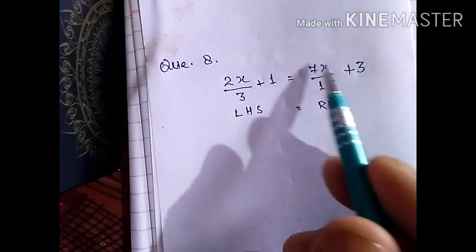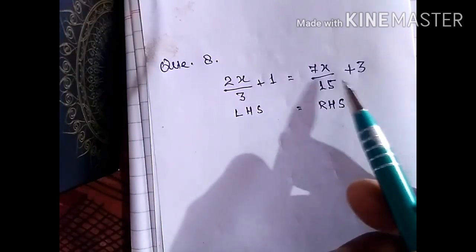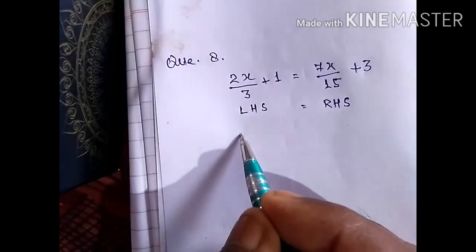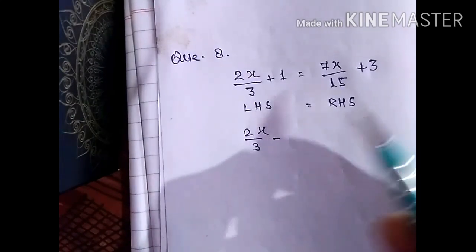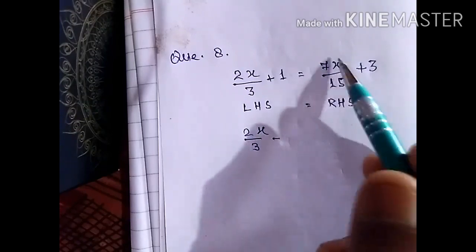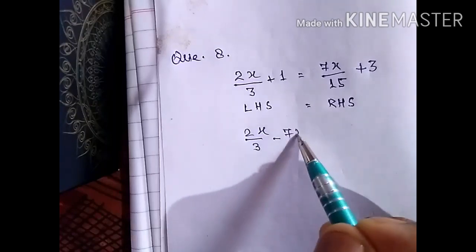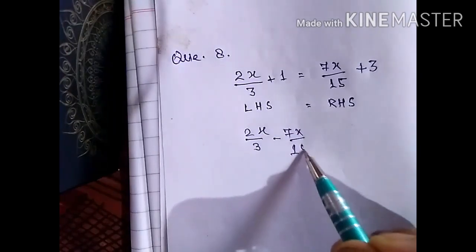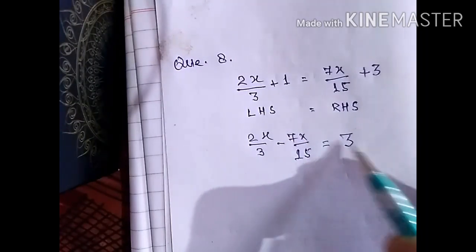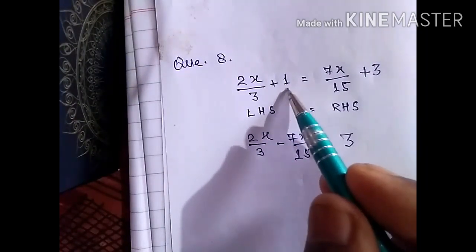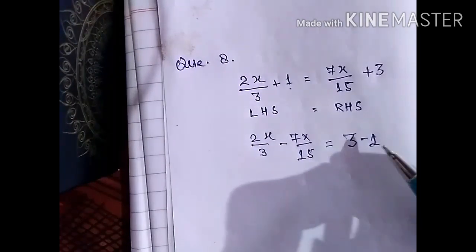First of all we have to keep the variables on one side and the numbers on the other side. So this will be, student, 2x by 3 minus, because 7x by 15 is positive here, so after transposing it will be negative. So minus 7x by 15 is equal to plus 3 here, and this positive 1, after transposing, it will be negative, minus 1.